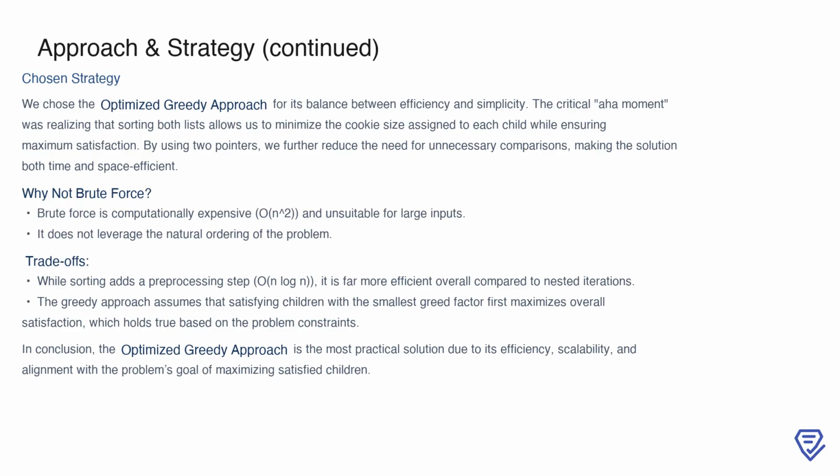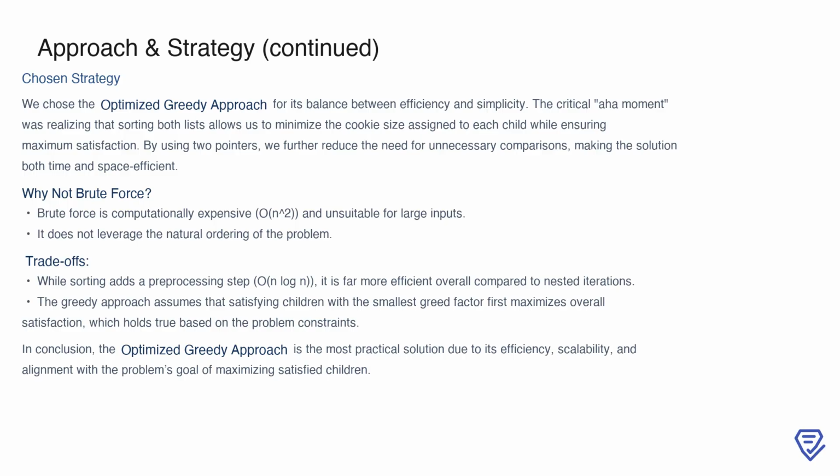Additionally, the greedy strategy is grounded in the assumption that satisfying children with smaller greed factors first leads to the best outcome, which aligns perfectly with the problem's constraints. In conclusion, this method not only scales well but also maximizes the number of satisfied children in the most practical way possible.